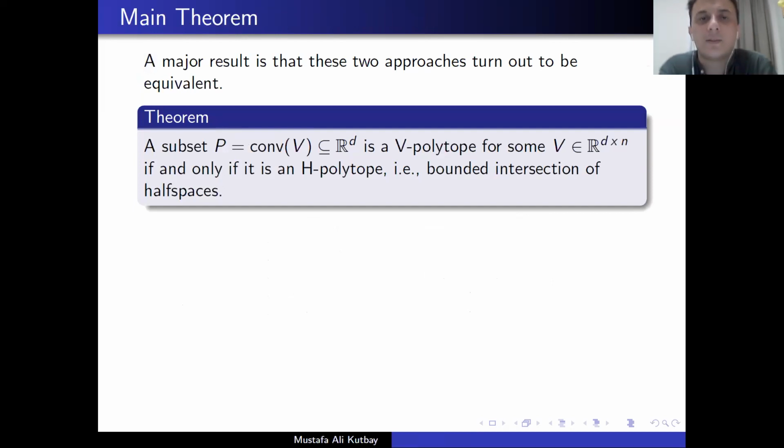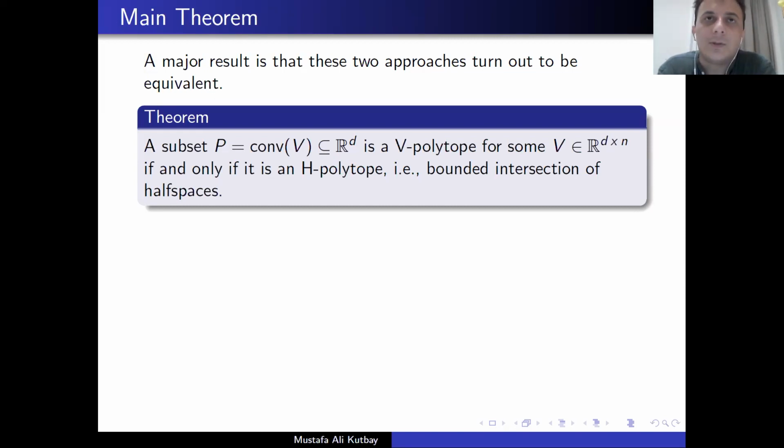So after defining polytopes in two different ways, we get to an important theorem concerning polytopes. These two ways of construction turn out to be equivalent to each other. In fact, if you can construct a polytope via the V-polytope construction, then you can also construct this polytope via the H-polyhedron construction, and vice versa.